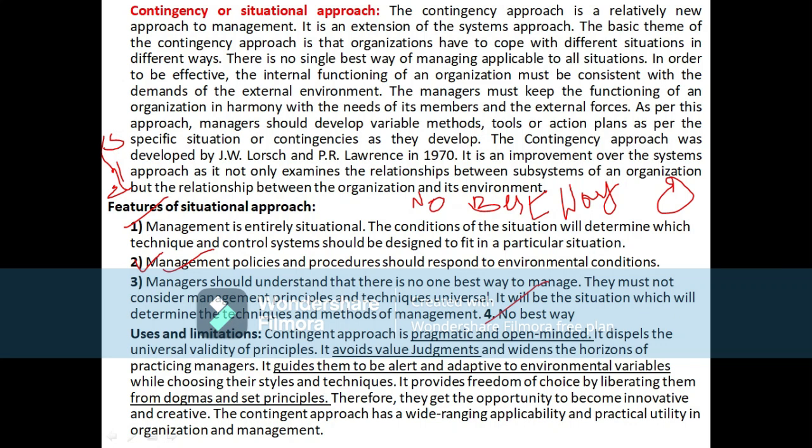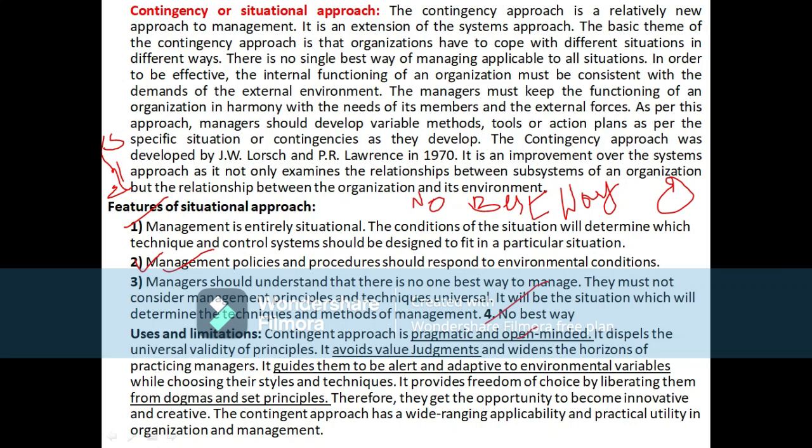Then if you see uses and limitations, the contingency approach is pragmatic and open-minded. We have studied this. Open-minded means they have to express their views and opinions according to the changes in the environment. It is purely dependent on the external environment. If there are any changes, immediately the policies and principles have to be changed. There should be an open-minded system. Only then can they express their views and opinions, and have good interrelationships and interdependence with the other departments. Depending upon the information from the other departments, if there are any changes in the environment, they will try to change. So the contingency approach is pragmatic and open-minded.